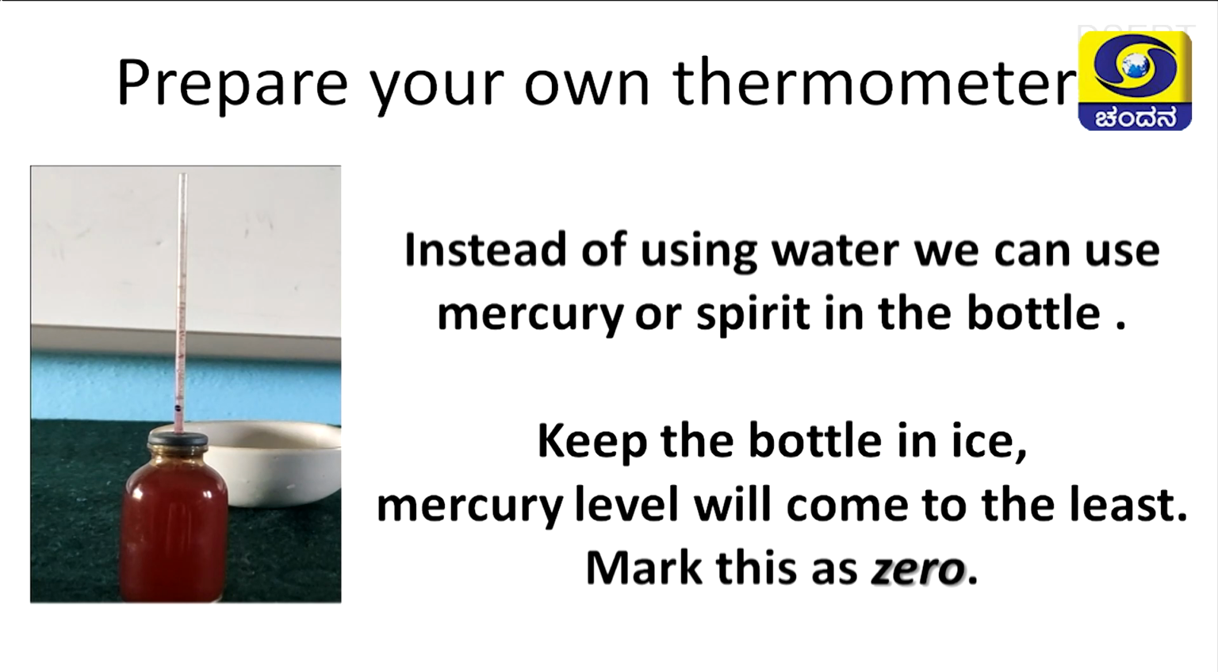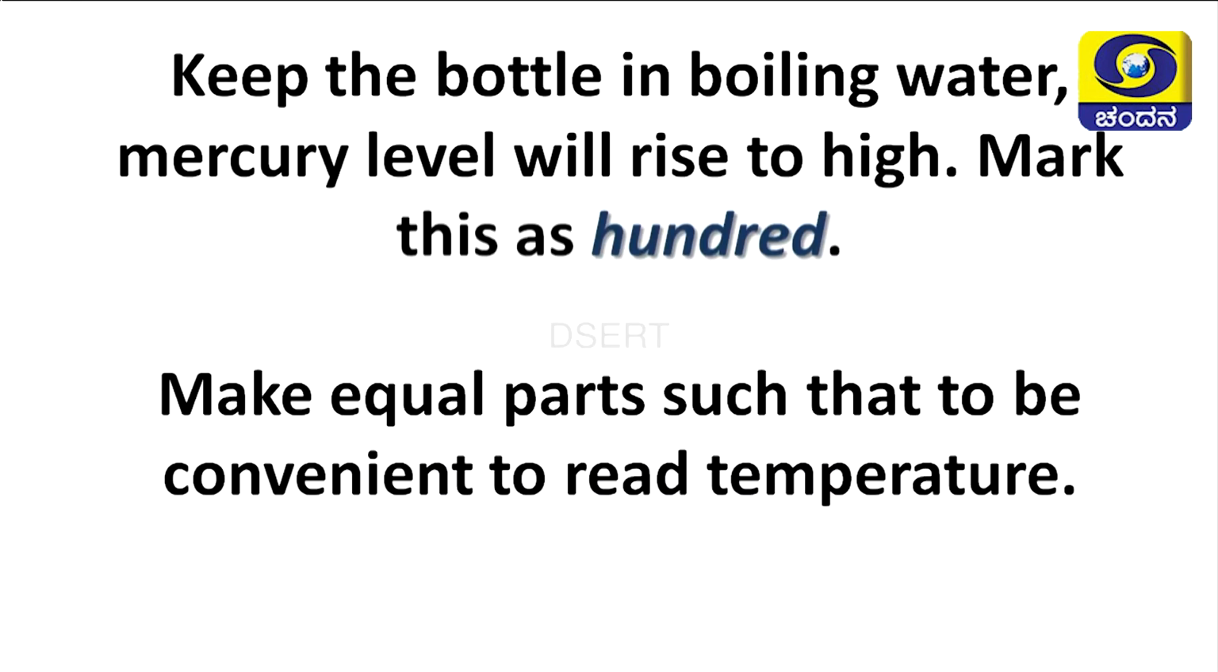Keep the bottle in ice. The mercury level will come to the least. Mark this as 0. Keep the bottle in boiling water. The mercury level will rise to high. Mark this as 100. Make equal parts so that it is convenient to read the temperature.